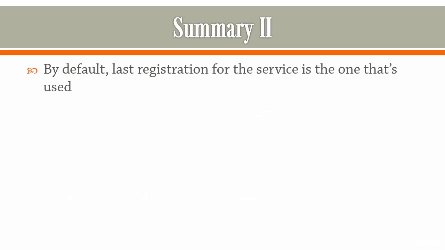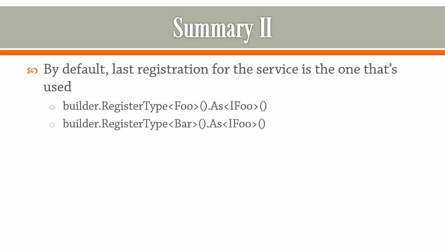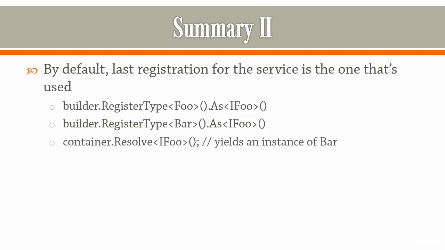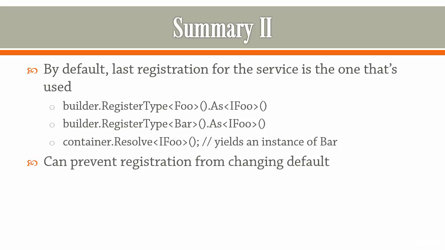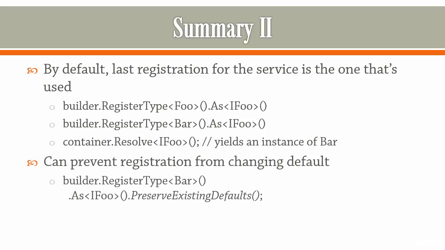Now, by default, the last registration for a particular service is the one that's actually being used, which means that if you take the builder and you register type foo to provide ifoo, and then you register bar as an ifoo, then resolving on ifoo will keep giving you bar. It will never give you foo because the last registration is the one that's actually default, and you can prevent registrations from changing the default by putting the preserve existing defaults at the end of your registration statement.